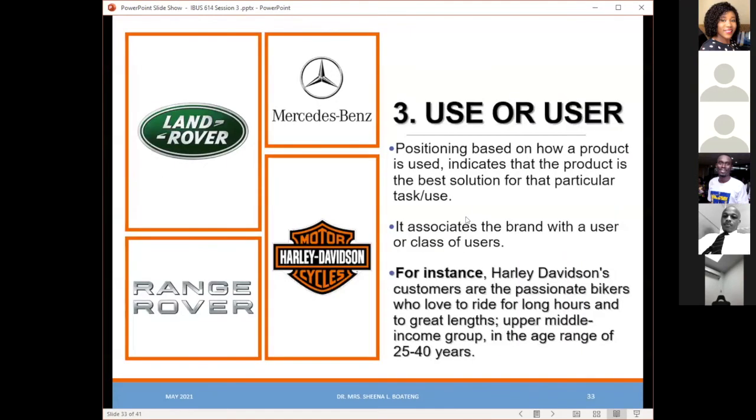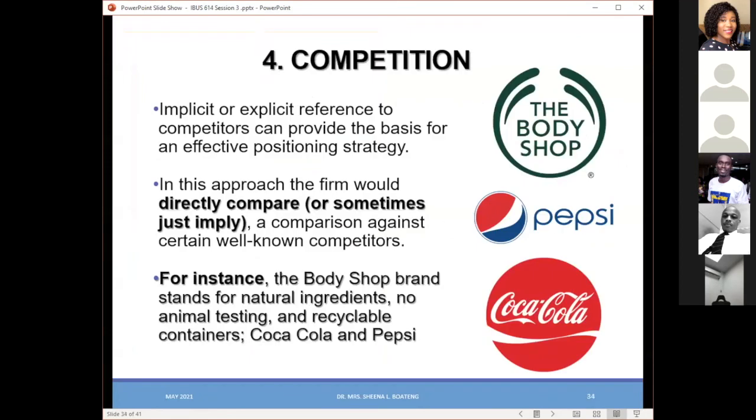So aside from use or users, we can also talk about competition, right? A lot of brands will position themselves using their competition. They will either directly compare themselves to the competition, or some of them, for legal reasons, will just do implied positioning. For those who just do implied positioning, a lot of them would want to portray the attributes that they have, in the event that they are hoping people will compare with their competitors and see that they have things that their competitors don't have. For instance, the Body Shop has always been positioned as a natural brand that does not do animal testing, and they are into recycling, right?